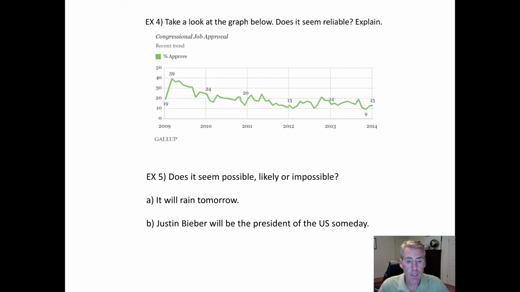How about part B? Justin Bieber will be the president of the United States someday. I think that's impossible. Not that I've got anything against Justin Bieber, but he's Canadian, and you need to be a United States citizen to be the president. So I don't think they're going to elect a Canadian.